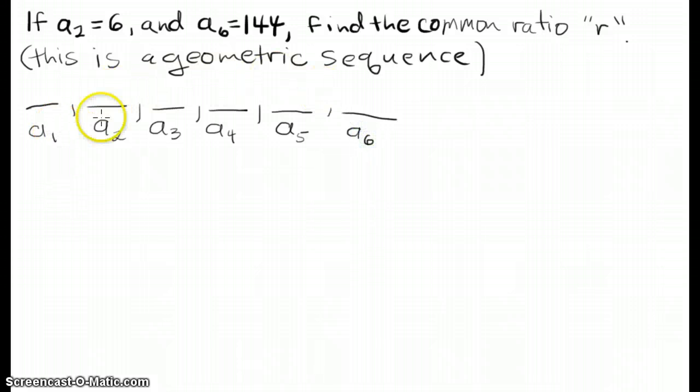Now 2 of these spaces we can fill in because they give them to us, don't they? So this, we know that A2 is equal to 6. So we're going to go ahead and put a 6 in right here. And we know that A6, or this last space here, is equal to 144.